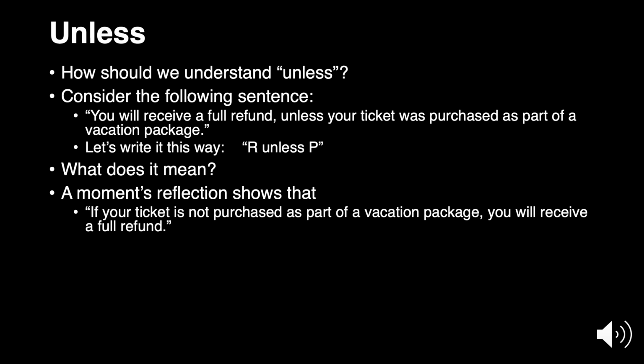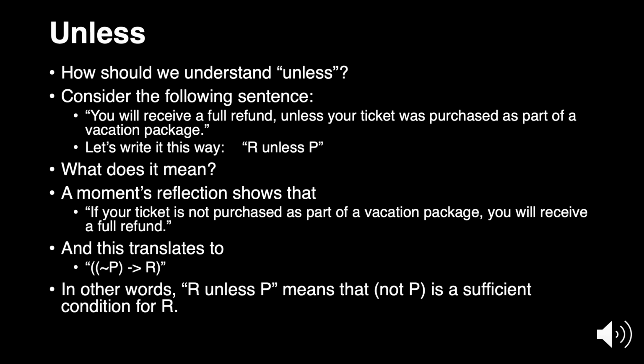And you know how to translate this if-then statement. A straightforward translation would be this: not P, arrow R. And this means that R unless P means that not P is a sufficient condition for R. All right.